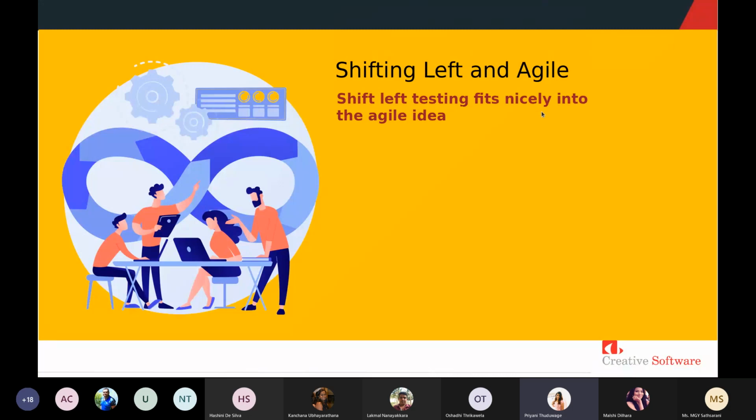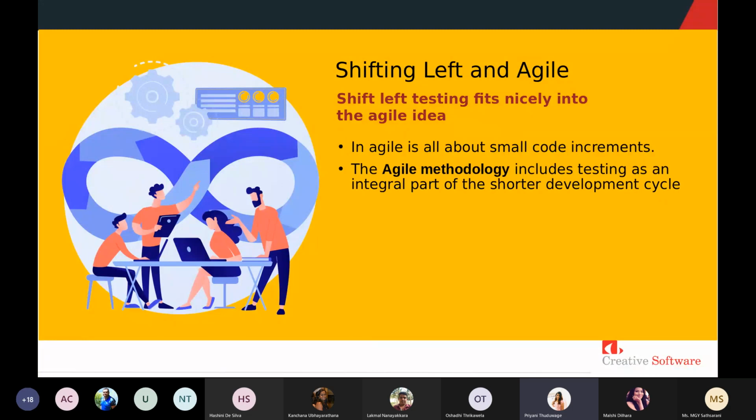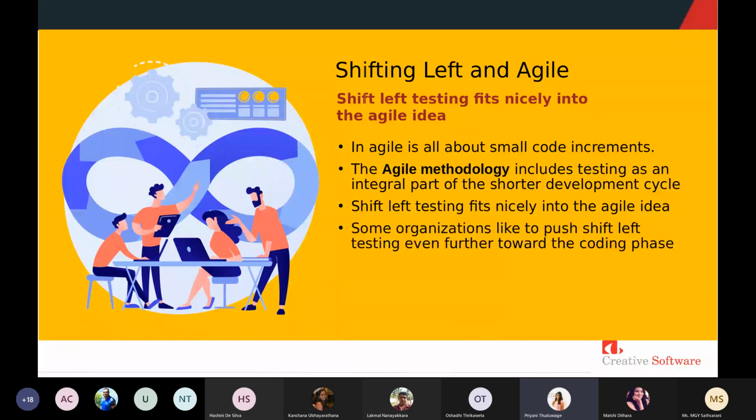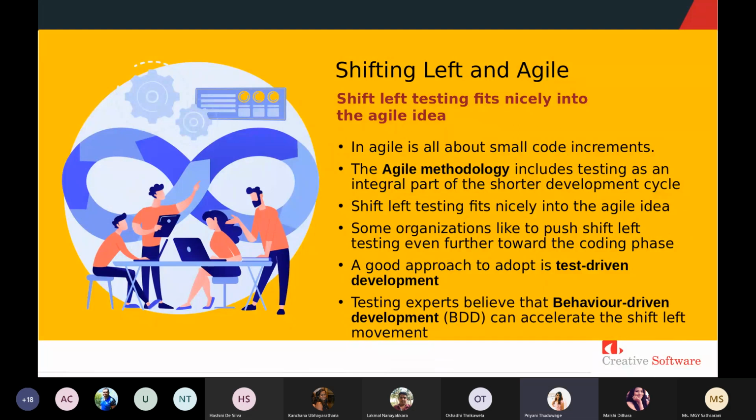Shift left testing can fit with agile, because agile also involves small code increments, and shift left also tries to deploy small code increments. So both try to do small code increments. That's why we can say shift left testing is also kind of agile. Test driven development and behavior driven development are also good approaches we can use for shift left testing. In the next slide I am going to describe what test driven development and behavior driven development are.